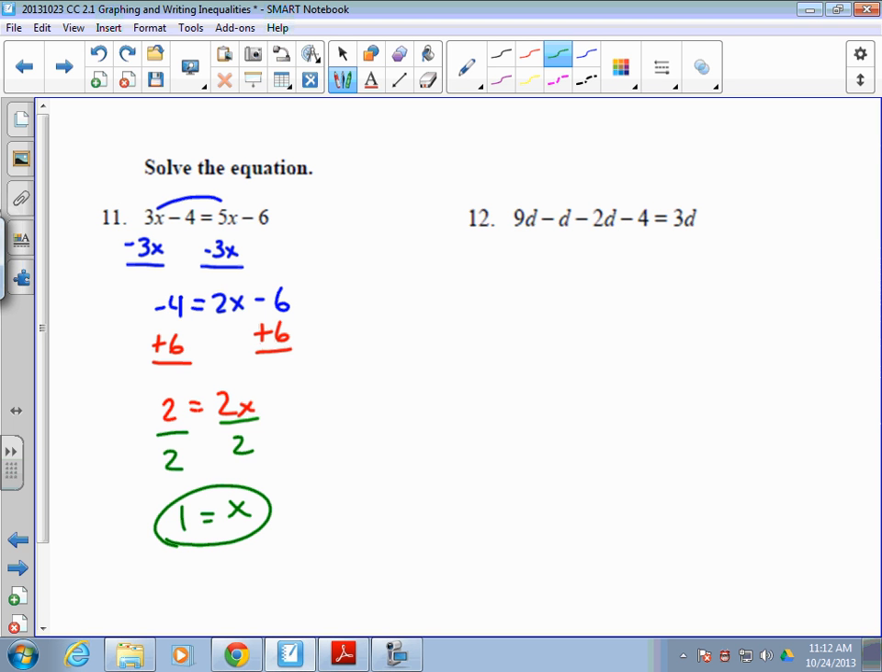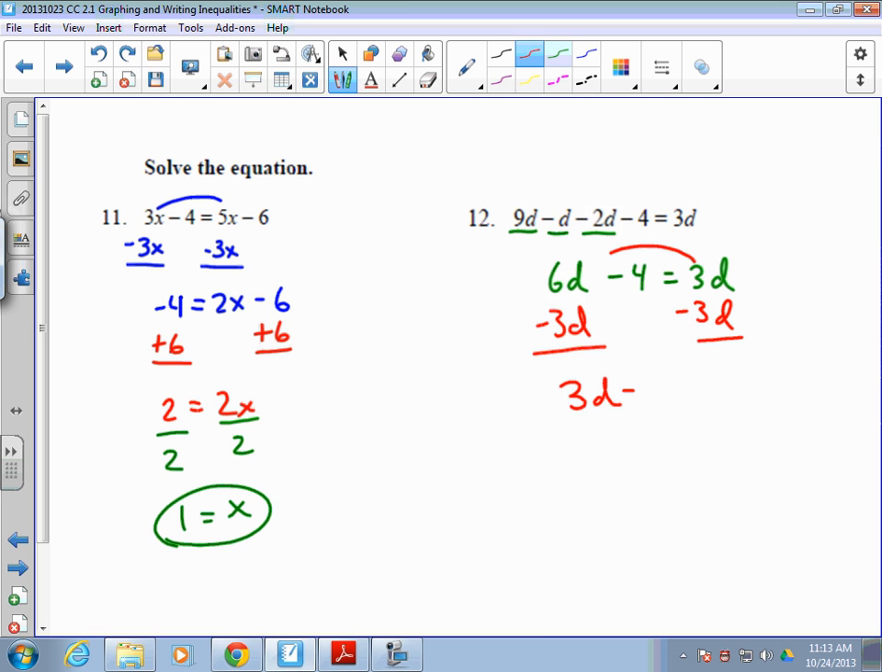Combine all your like terms. 9d minus d is 8d, minus 2d is 6d. So when you combine all those, you get 6d minus 4 equals 3d. Move your smaller one over to your larger one, 3d is smaller, so subtract it. Again, you can go either way with this. Subtract 3d on this side, and you have 3d minus 4 equals, there's nothing left over there, so 0.